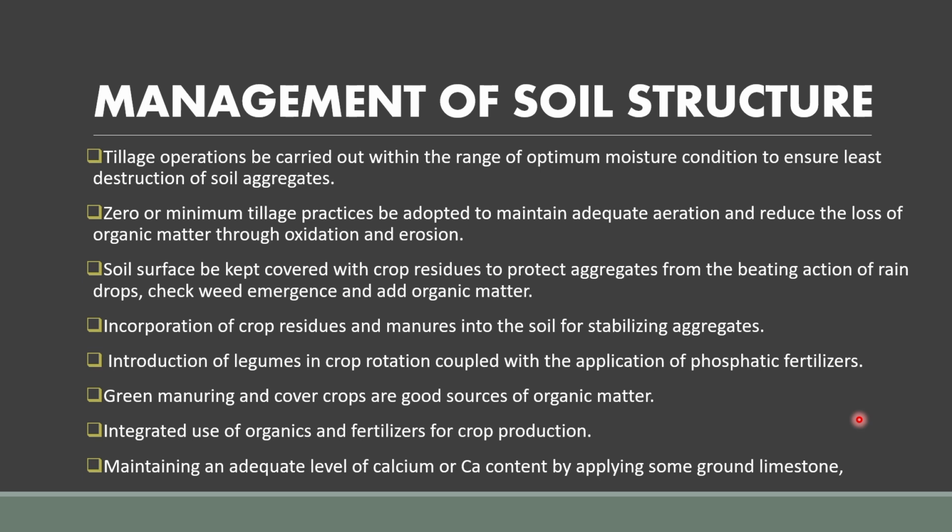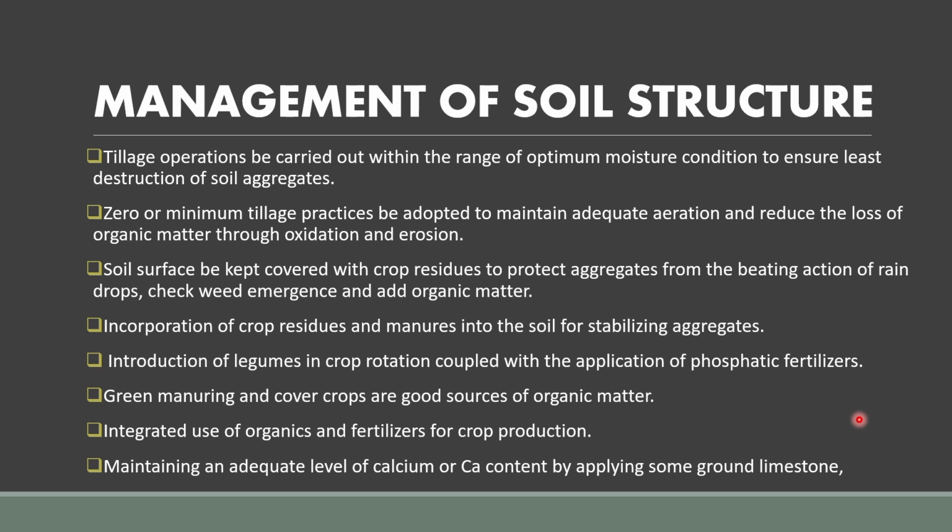The next is introduction of legumes in the crop rotation coupled with the application of phosphatic fertilizers. So legumes will increase the soil fertility. For the proper growth of legumes, phosphatic fertilizer is required, because phosphatic fertilizer is needed for the root growth of the plants. So we plant legumes, then legumes will form root nodules. That root nodule helps in nitrogen fixation.